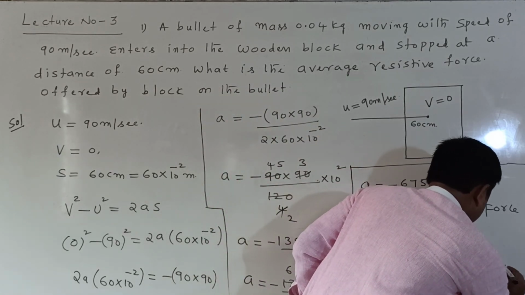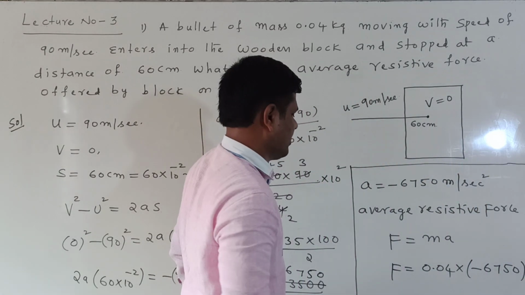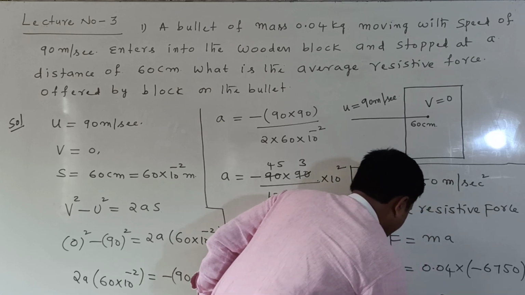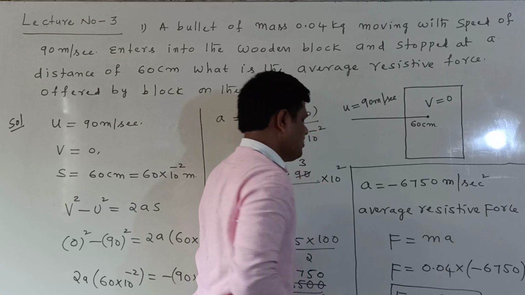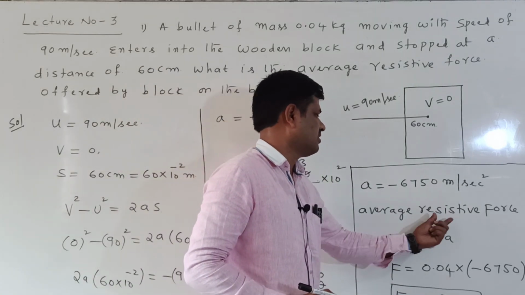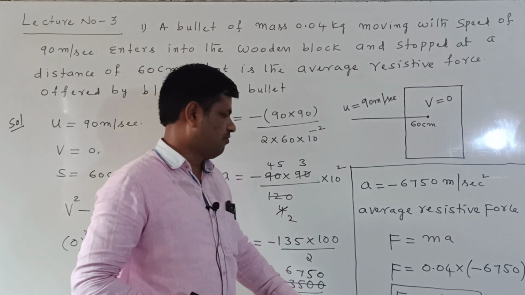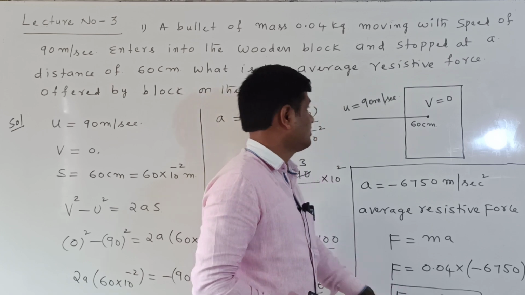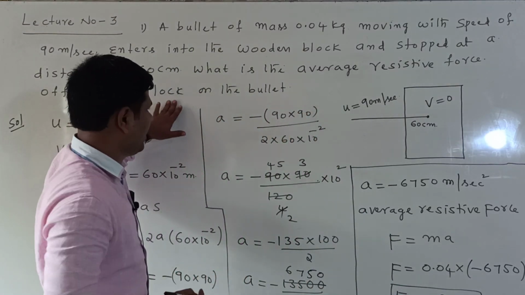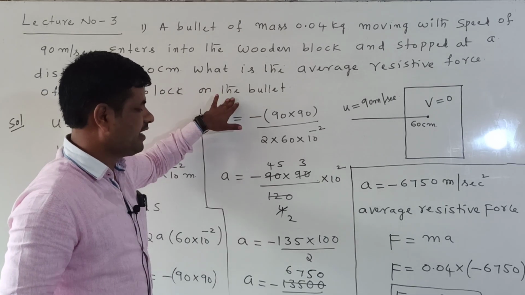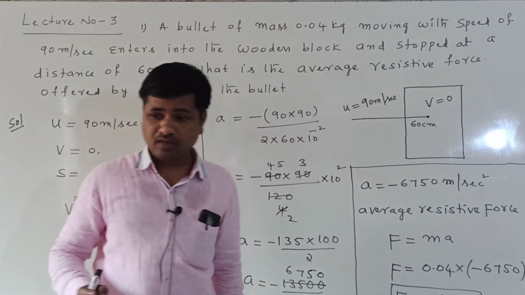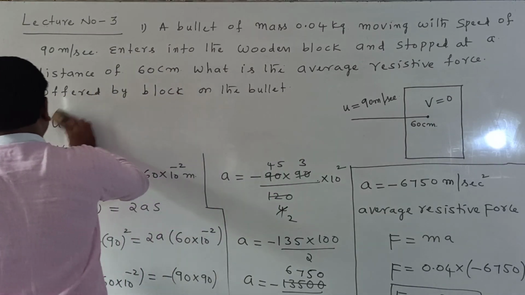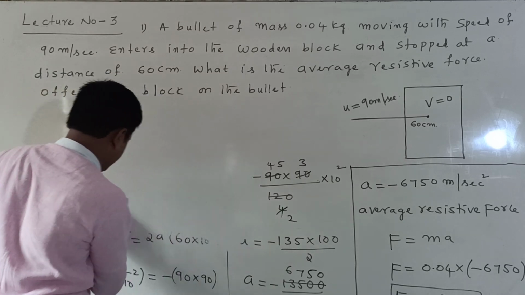Acceleration is equal to 6750 meter per second square. So force is equal to, when calculating this, we are getting minus 270 newtons. Why are we getting the negative sign? This means it is a resistive force. That is the reason we are getting the minus sign. That force is the average resistive force offered by the block on the bullet, and its value is minus 270 newton. Next we will discuss another numerical.